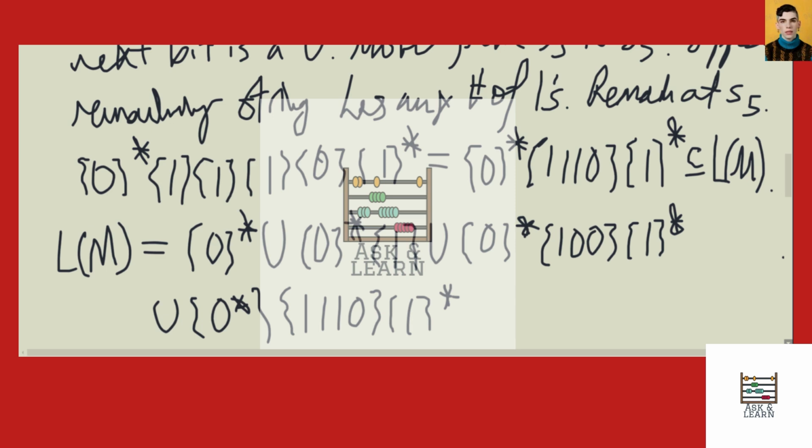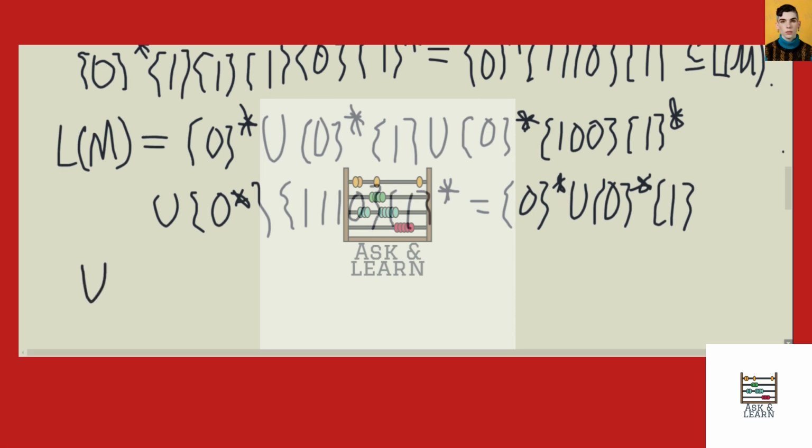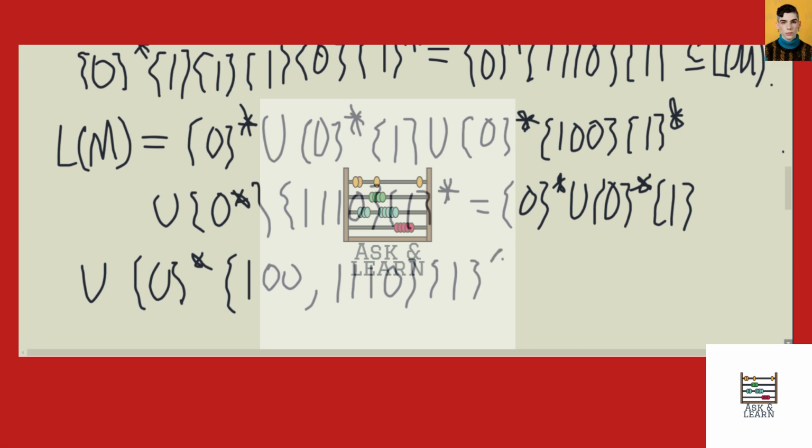And we see this can be combined into 0 star union with 0 star 1 union with 0 star 1 0 0 comma 1 1 1 0 1 star. And this is our answer.